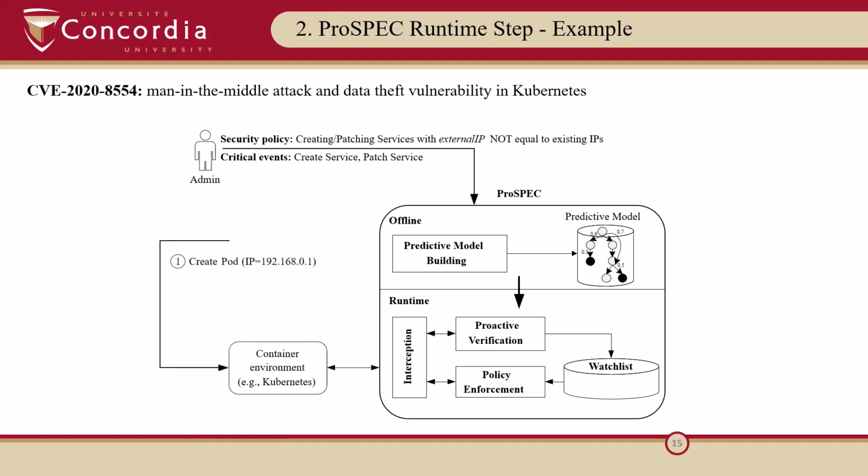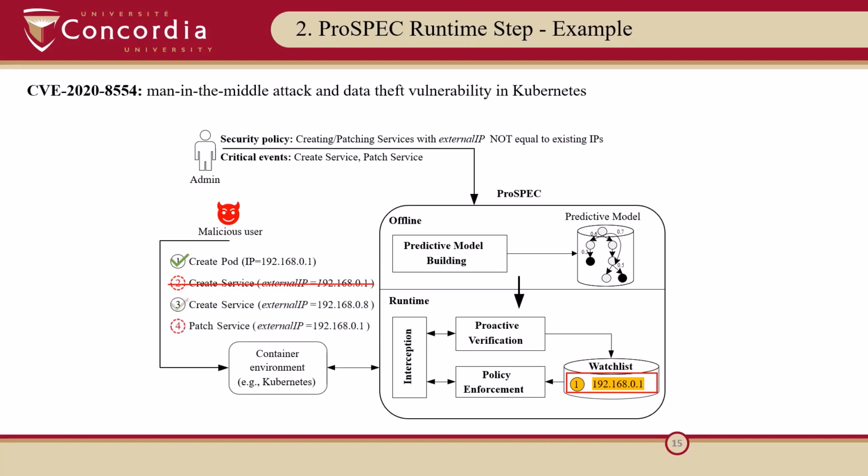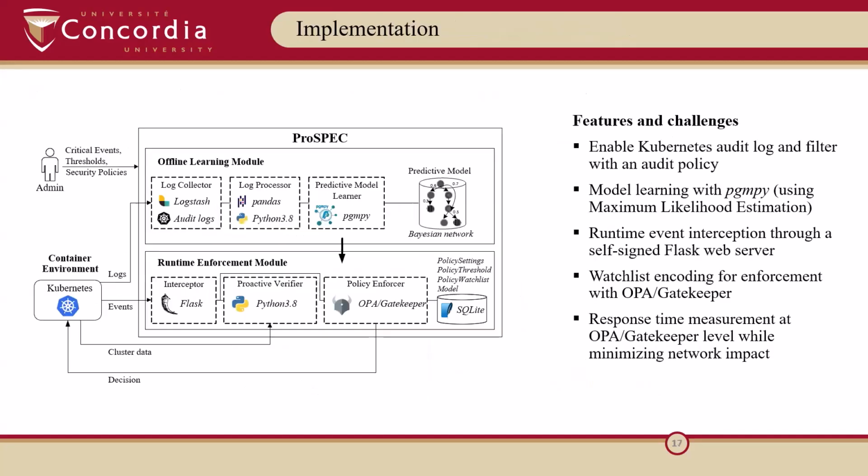When someone first creates a pod, it's going to be accepted because it's not critical. We predict the next event, which is going to be create service. And in the watch list, we can put the IP address of the pod that is created and that we can use later on. When the attacker comes and creates a service with the same IP, we don't need to collect anything. We just need to look at the watch list and compare it to the IP of the service. If it's the same, of course, it's going to be denied. I also have some more examples, but I'm going to skip them for the sake of time.